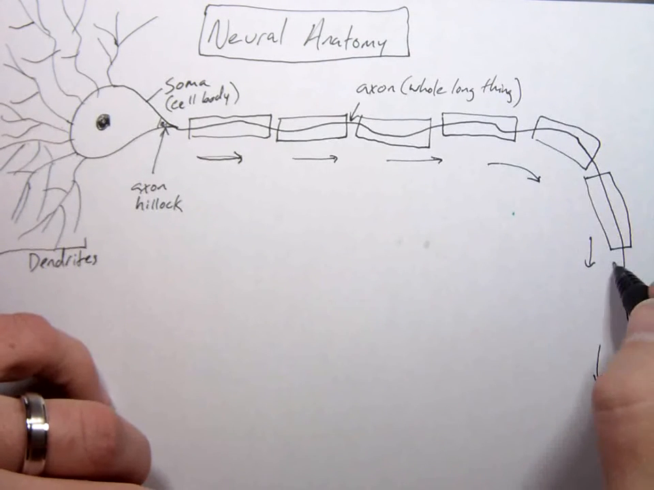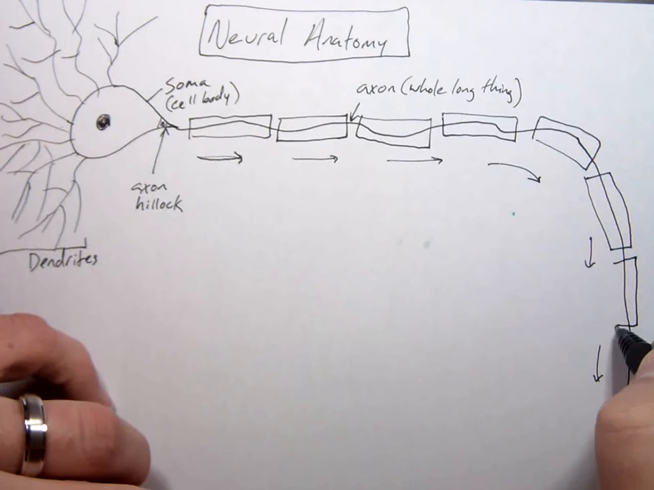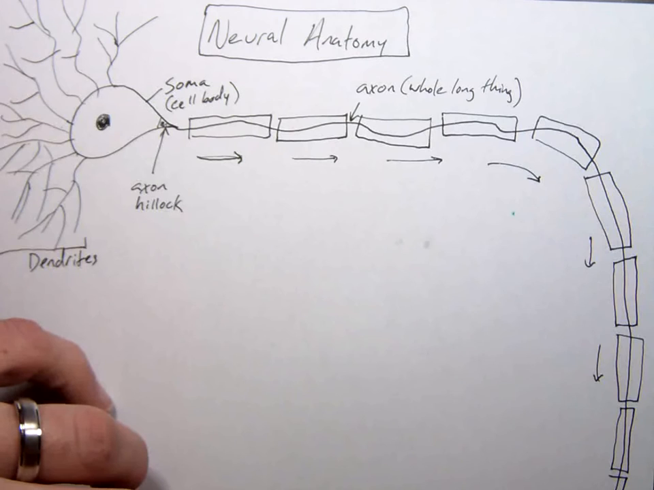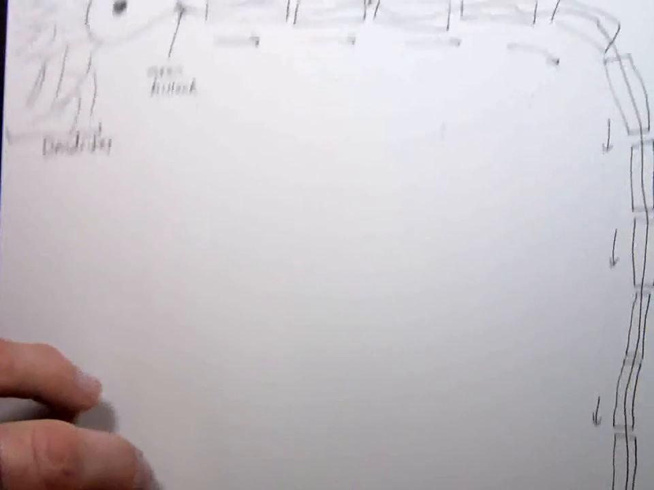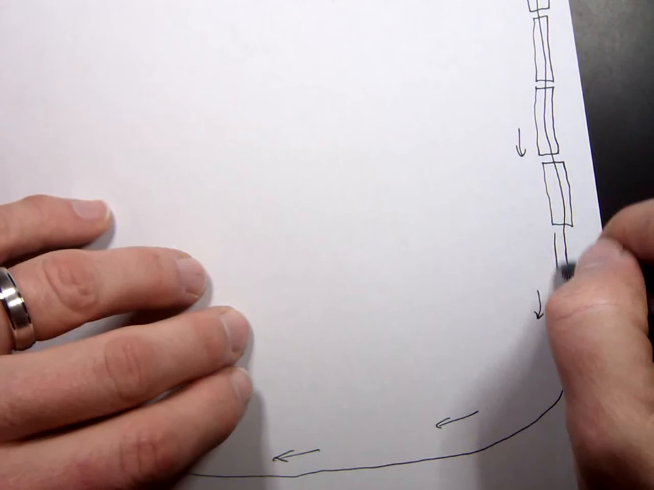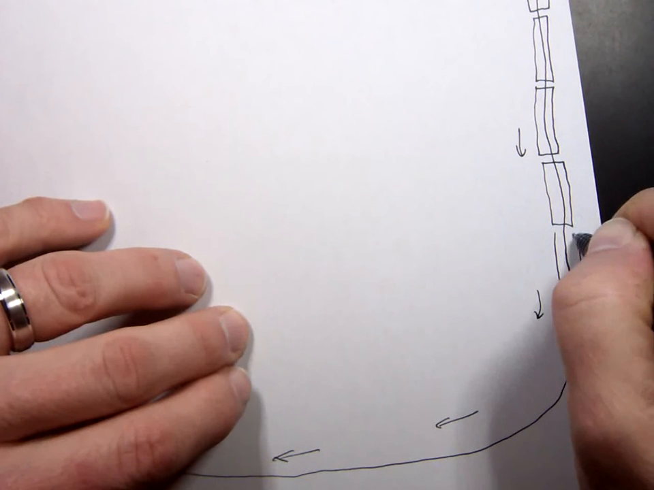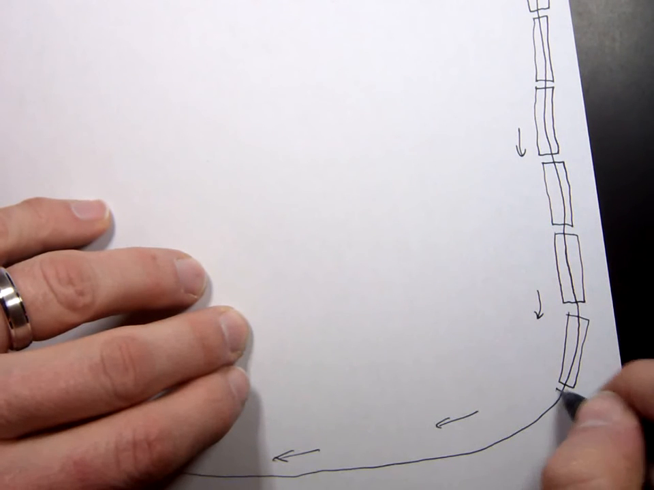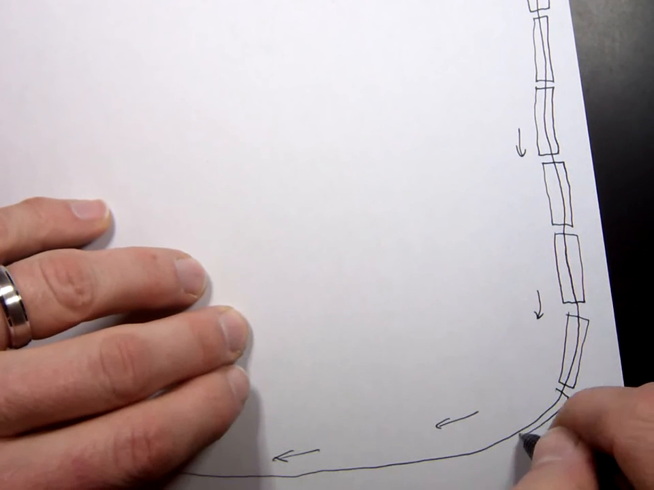Do you remember yesterday, you wrote in your notes that there's only 2 types of cells that exist in the nervous system? What were they? Neurons and neuroglia. What we've drawn here is a neuron. That's the living wire. Guess what these little boxes are? They are neuroglia. Neuroglia.